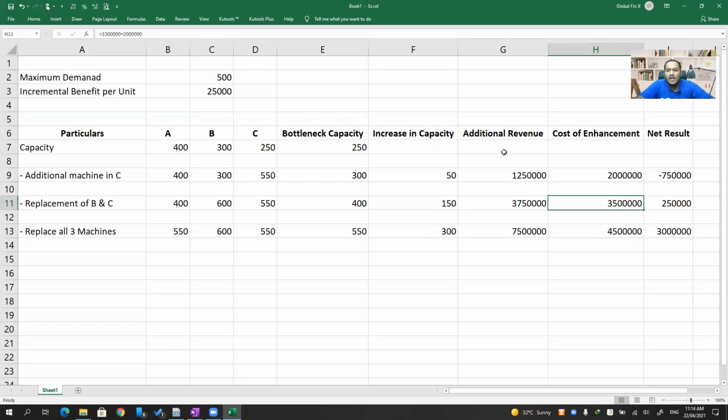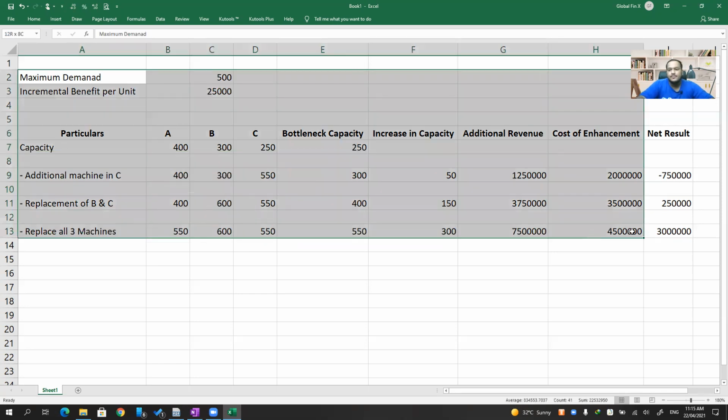Sir, what if I don't even have 3.5? Then don't do anything. Don't just enhance machine C because you'll just get a loss. You'll have to enhance both processes B and C together at minimum. Then only you'll get a profit. Is this clear, guys?